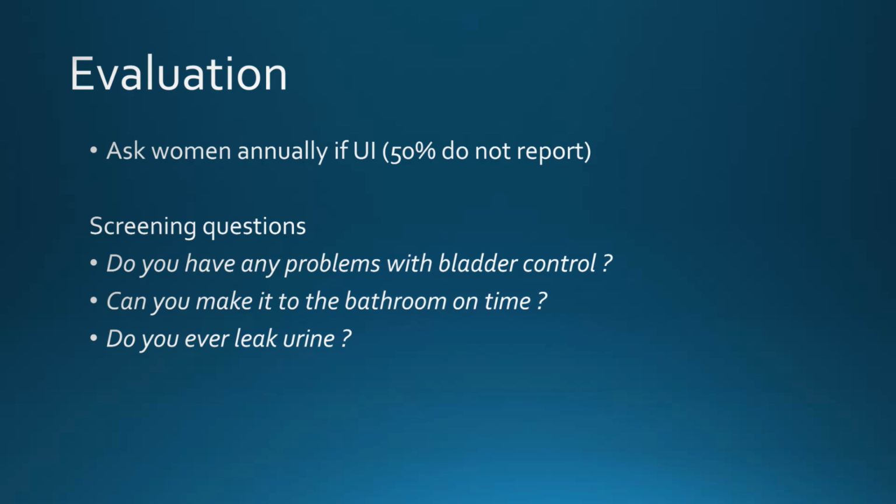The screening questions could be: do you have any problems with bladder control? Can you make it to the bathroom on time? Do you ever leak urine? All of those questions are what we call icebreakers. Those can introduce the topic. Sometimes people are not always happy, or they're just reluctant to talk about urine incontinence, particularly if they have a family member there.